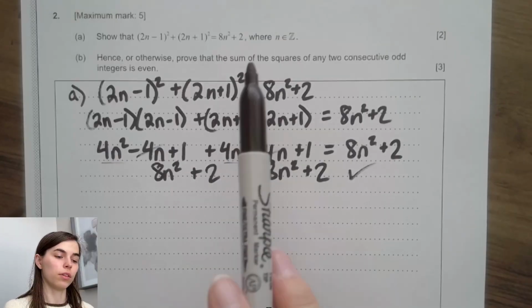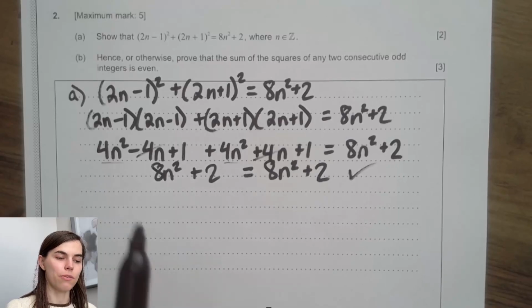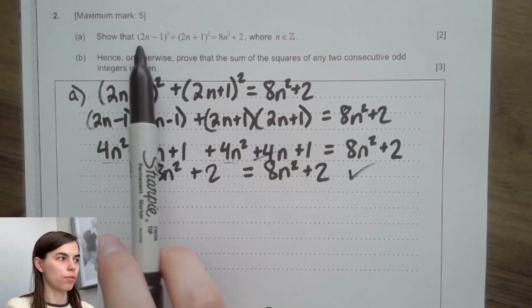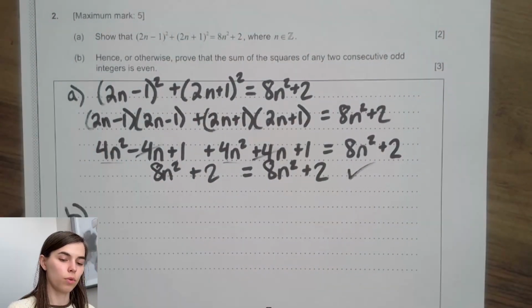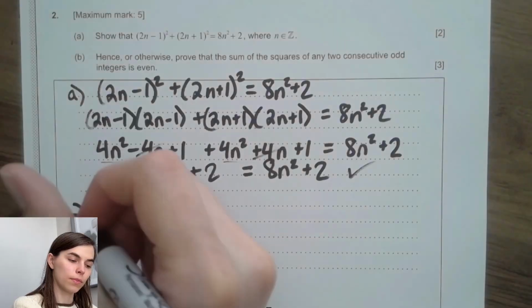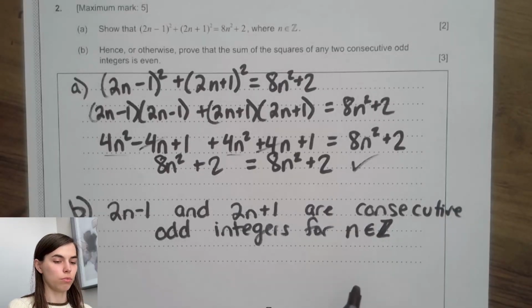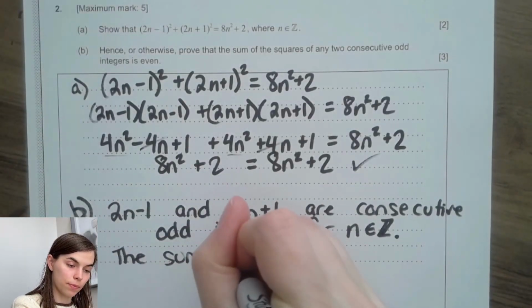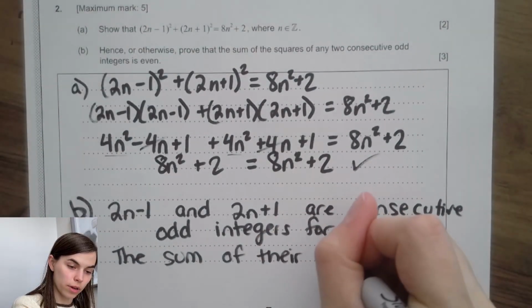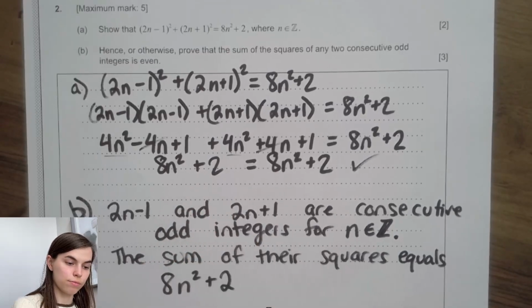Part B, we want to prove that the sum of the squares of any 2 consecutive odd integers is even. Now, nicely enough, they gave us 2 consecutive odd integers right here and squared them and found the sum of them. So for part B, here's where we might want to do some explaining in words. So 2n minus 1 and 2n plus 1 are consecutive odd integers for n being in the integers. We know that. And the sum of their squares equals 8n squared plus 2, which we just showed in the previous one.